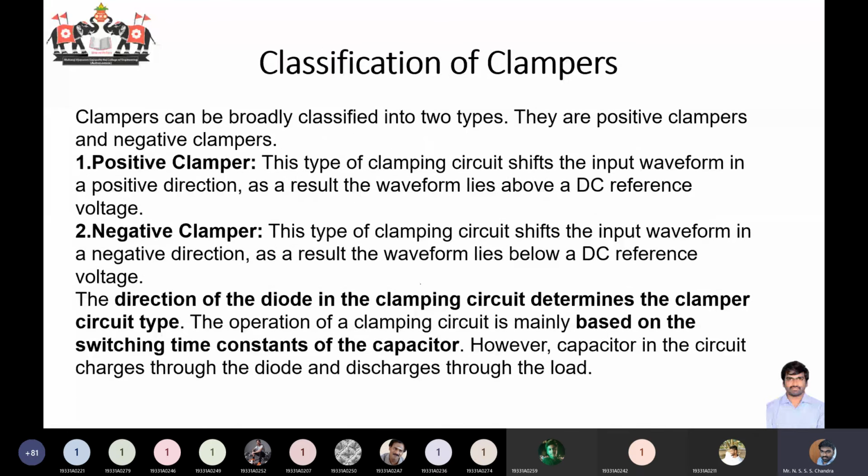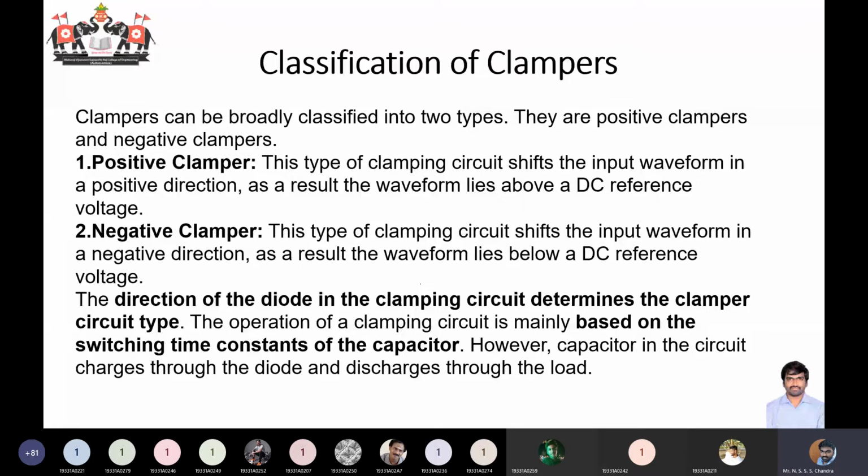Now let us classify the clampers. Clampers can be broadly classified into positive clamper and negative clamper. Positive clamper means you are increasing the average DC value. You are giving a positive reference voltage, and it is called a positive clamper. It means you are raising the voltage. In case you are decreasing the voltage, then it will be called a negative clamper.